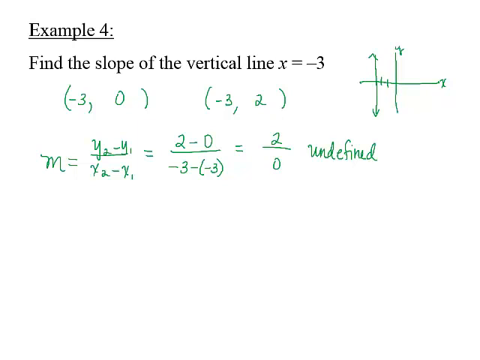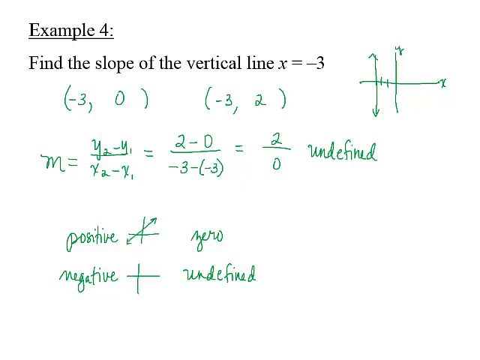So there's really 4 types of slopes. You can have a positive slope, a negative slope, a slope of 0, and an undefined slope. Positive slope, the line's going up from left to right. Negative slope, the line goes down. Slope of 0 is a horizontal line, and an undefined slope is a vertical line.